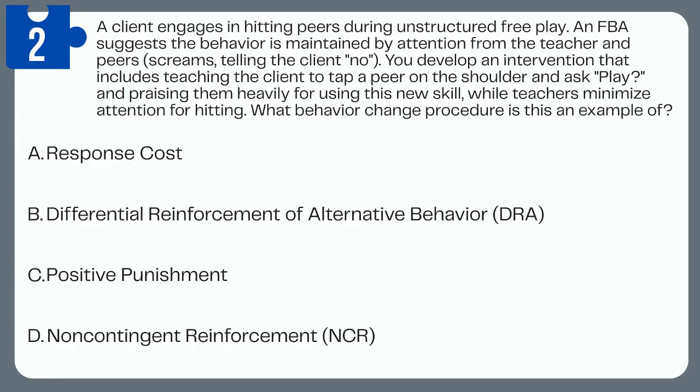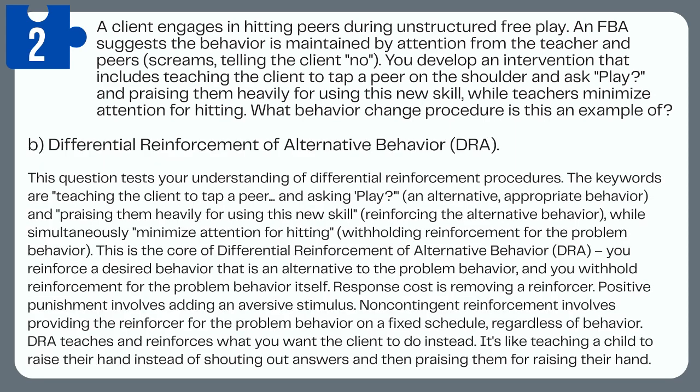A. Response cost. B. Differential reinforcement of alternative behavior. DRA. C. Positive punishment. D. Non-contingent reinforcement. NCR. Answer: B. Differential reinforcement of alternative behavior.